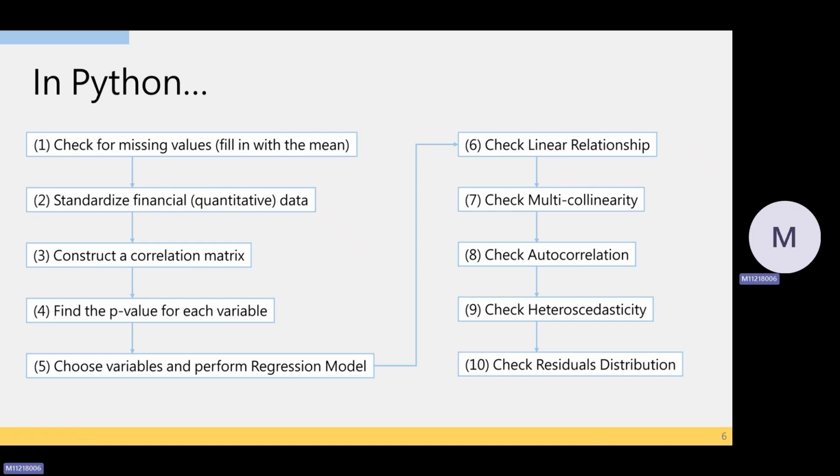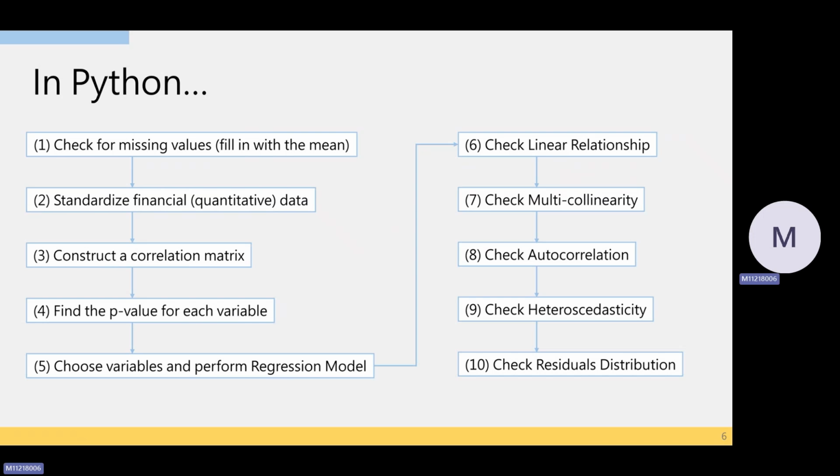And step 3 is to construct a correlation matrix. This matrix helps in understanding the relationships between different variables. It is crucial for identifying potential multicollinearity issues. And step 4 is to find the p-value for each variable. A low p-value indicates that the variable is a significant predictor of the dependent variable. And step 5 is to choose variables and perform regression model analysis. We will select variables based on their significance and feed them into a regression model to analyze their impact on the dependent variable.